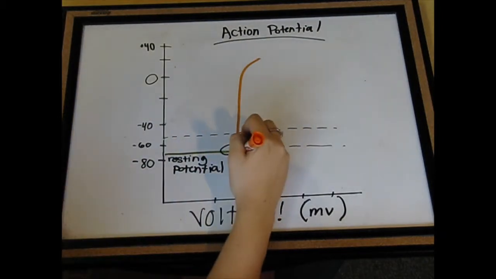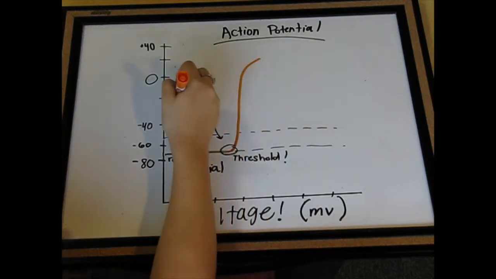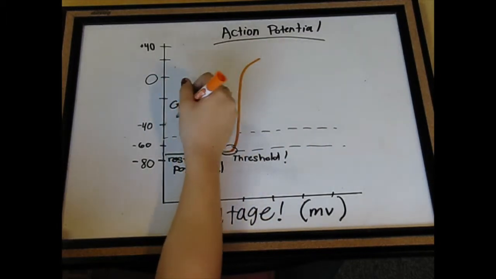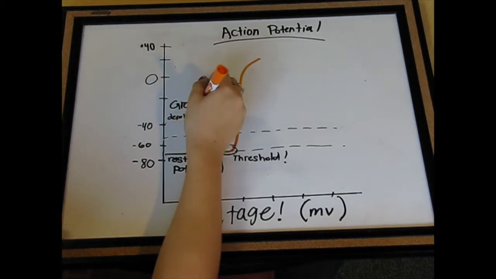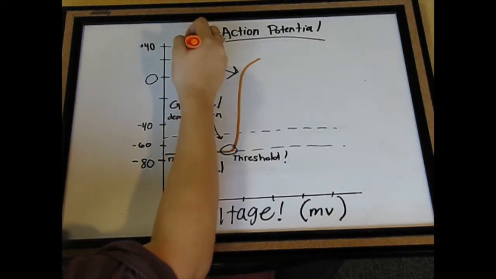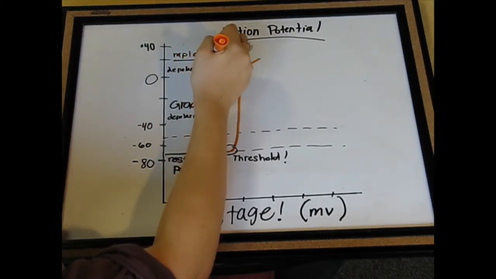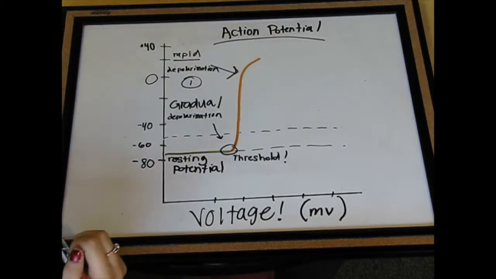The circle I just drew indicates threshold. Since action potential is an all or nothing response, if this isn't reached, an impulse cannot be conducted. The arrow represents gradual depolarization, and above it, rapid depolarization. Both of these indicate the voltage-gated sodium channels have opened and sodium is rushing in.